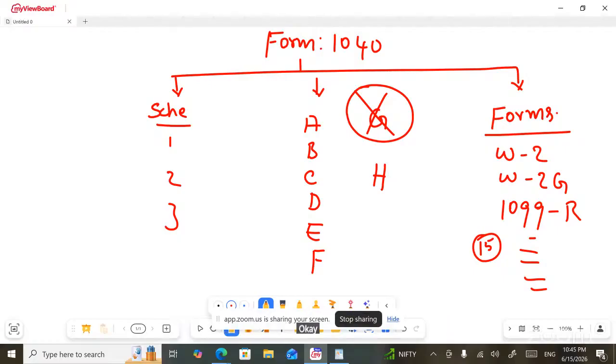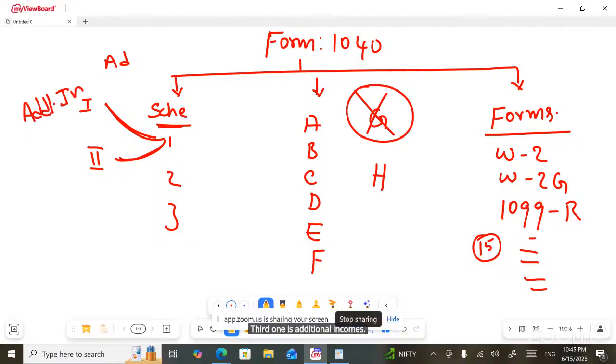Okay. Now coming to schedule 1. The title is adjustments. Actually, in this we have part 1 and part 2. Part 1 is additional incomes and part 2 is adjustments. These two parts are covered in schedule number 1.